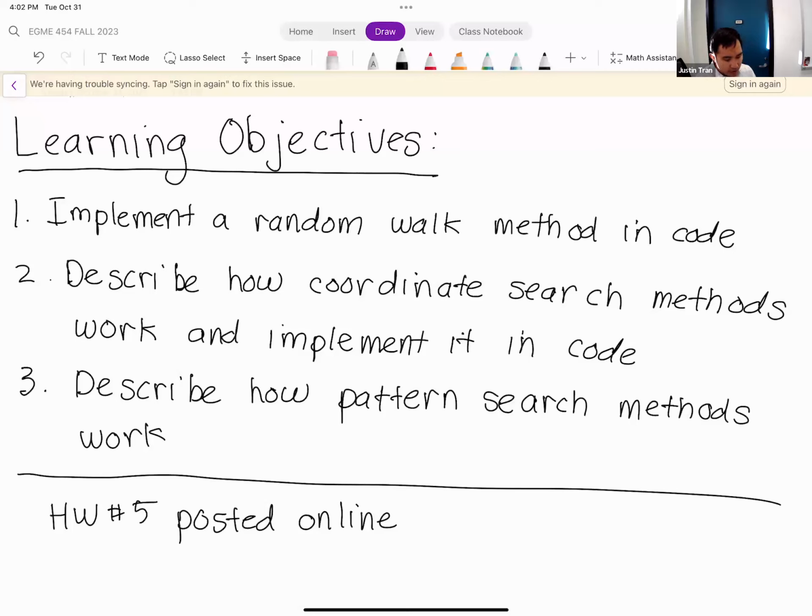And basically what you're going to do is that once you have the project, it's going to be a more difficult optimization problem, and it's going to be up to you to choose which algorithms would work the best on those problems.